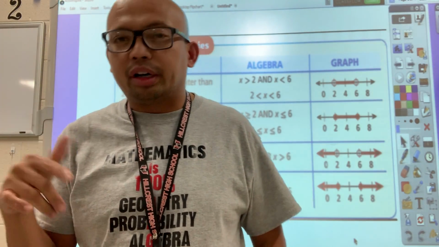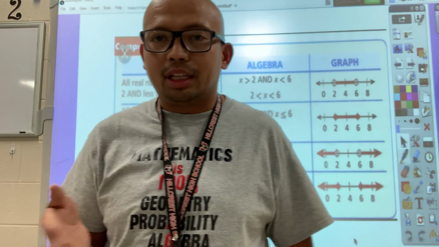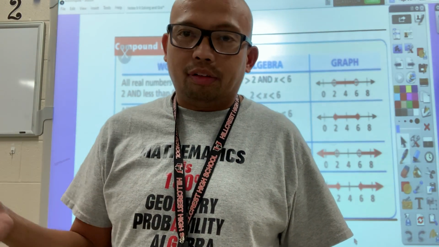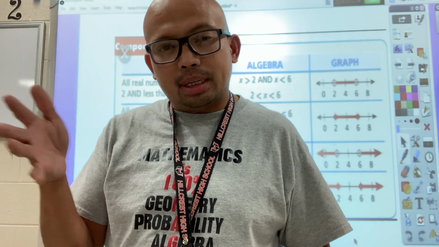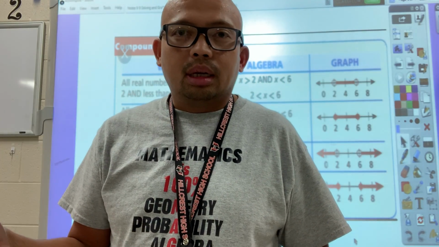Today we're gonna go over compound inequalities. From this point, we have learned simple inequalities. You know, x greater than 5, x less than or equal to 7, and we know how to graph those. And when those simple inequalities are combined in the same statement, so the problem has two simple ones, then it becomes a compound inequality.